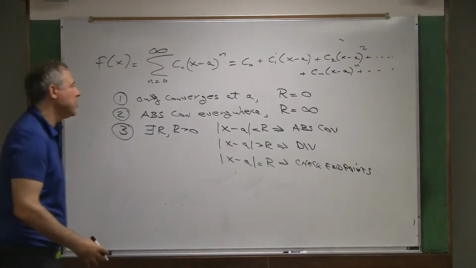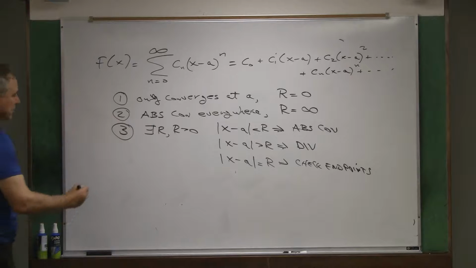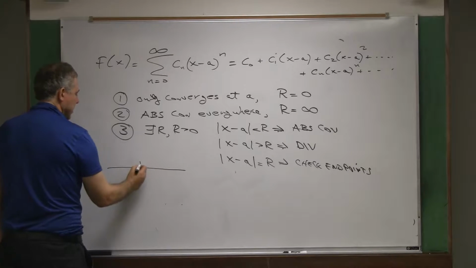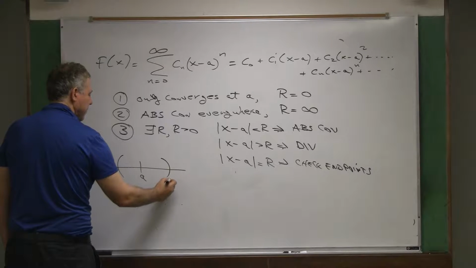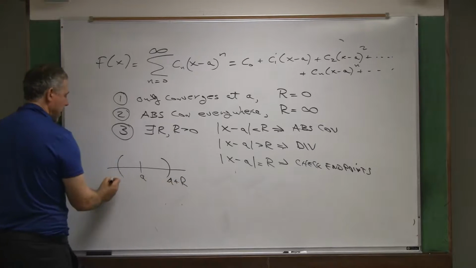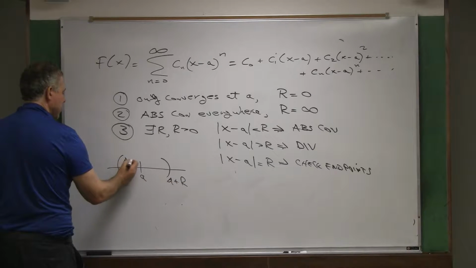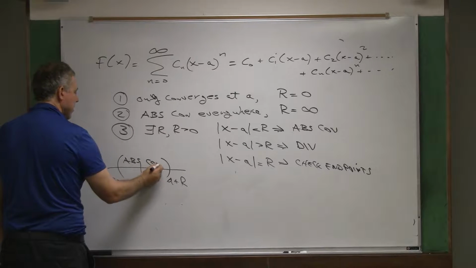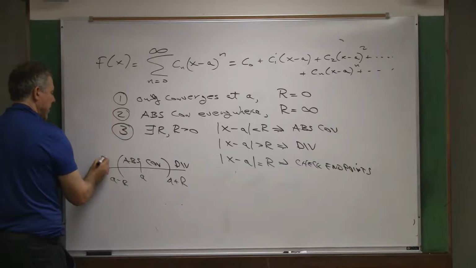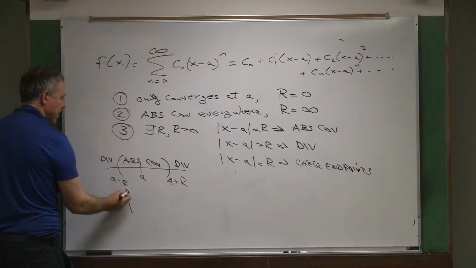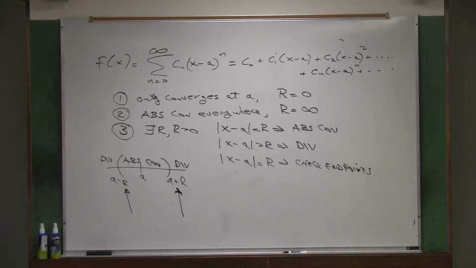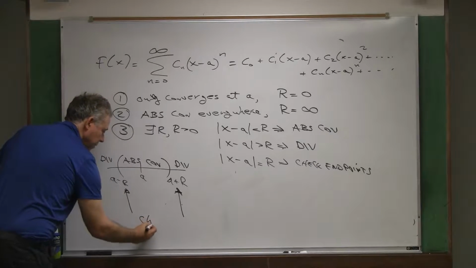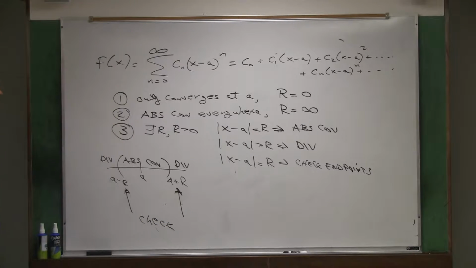So this big major theorem we were using gives us the strategy that here's a, and we're looking on the real line between a minus R and a plus R, and we've got absolute convergence inside here, and we've got divergence outside here. And then right here and here, you have to check these. Okay? So that's the story.